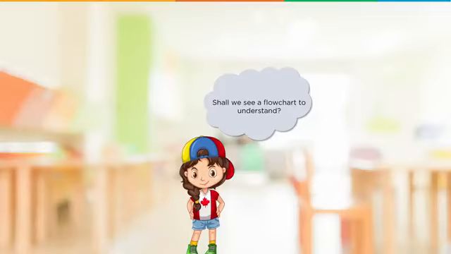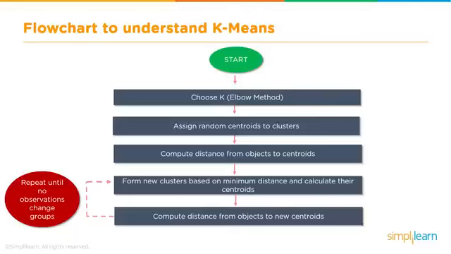Make a little bit more sense by putting it into a nice easy step-by-step. So we start, we choose k, we'll look at the elbow method in just a moment. We assign random centroids to clusters, and sometimes you pick the centroids, because you might look at the data in a graph and say, oh, these are probably the central points. Then we compute the distance from the objects to the centroids. We take that and we form new clusters based on minimum distance and calculate their centroids. Then we compute the distance from objects to the new centroids. And then we go back and repeat those last two steps.